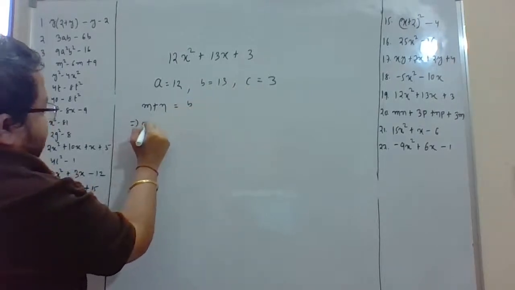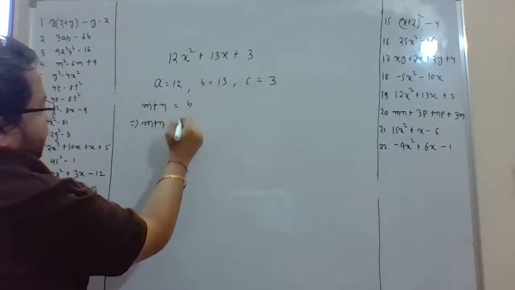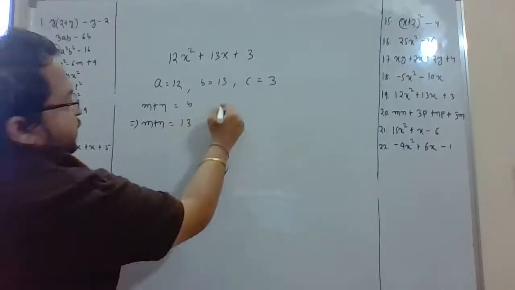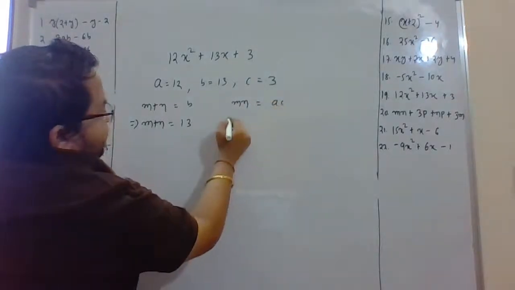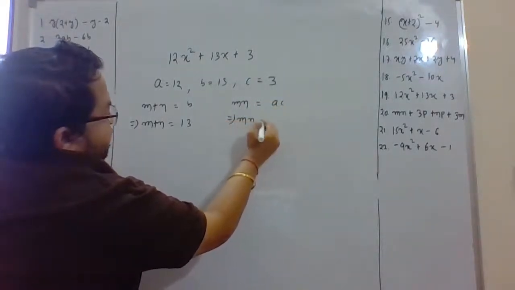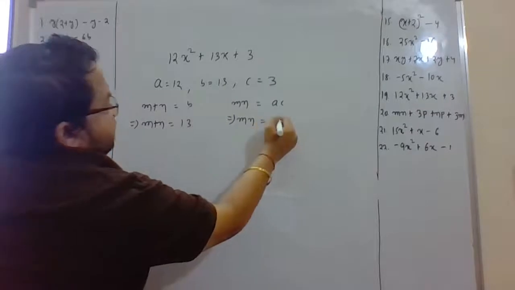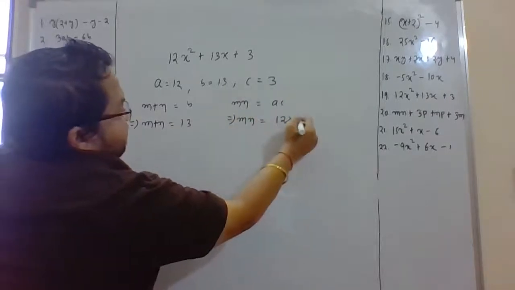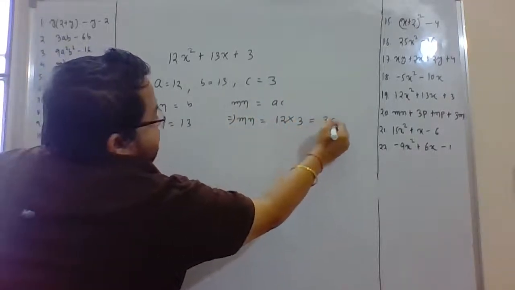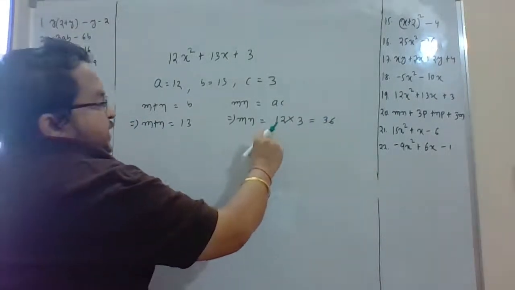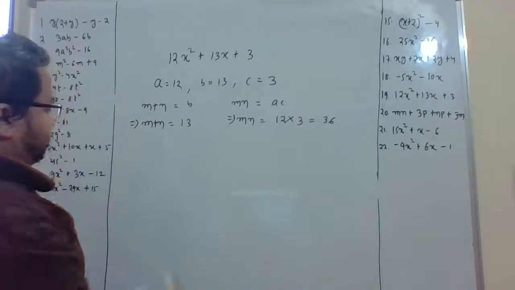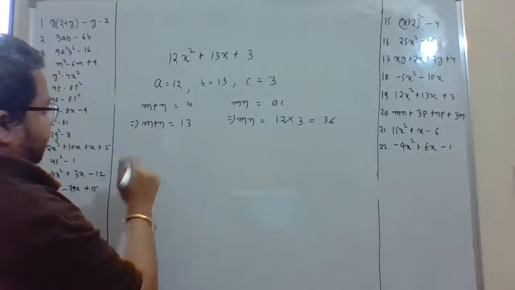So that is nothing but m plus n will be equal to 13, and mn equals AC. mn is nothing but A, here 12, into C, here 3, that is nothing but 36. So m plus n is 13 and m into n is 36. So let us find out the value of m minus n.